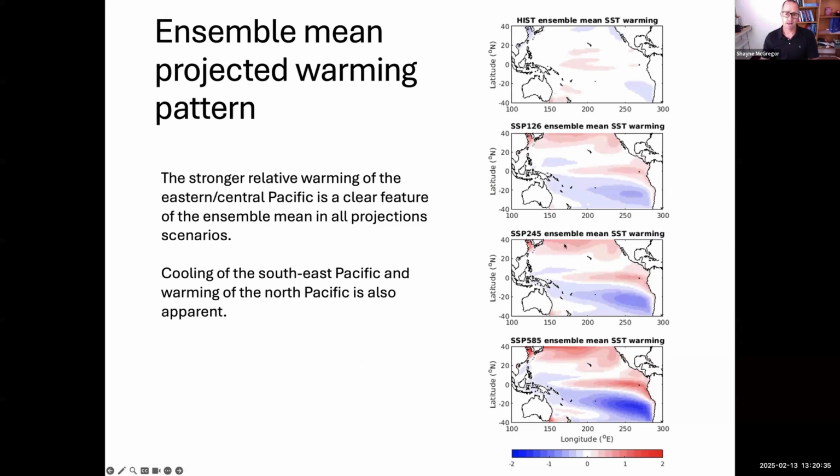So what I have on the right-hand side in these plots is just the ensemble mean projected warming. I believe there's upwards of 46 models in each of these plots. There are different models for different scenarios. It's just all available models at the time. The most prominent thing in the future scenarios is the Eastern Equatorial Pacific warming, a weakening of the zonal surface temperature gradient as the mean response. And there's also a hemispheric gradient, a cooling in the southern hemisphere and a warming in the northern hemisphere, just generally.